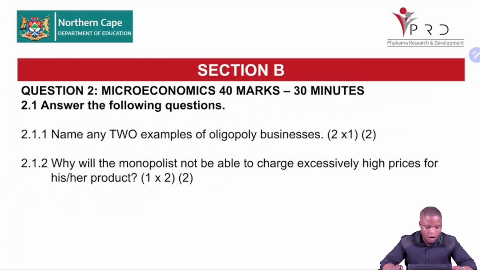Right, 2.1.2, why will the monopolist not be able to charge excessively high prices for his or her product? Remember, a monopolist is the only seller. Why they can't charge very, very high prices? I want you to discuss this one, why monopolists cannot charge high prices. As much as they are price setters, they are price makers, but why can't they charge excessively high prices? Let's discuss this for 2 minutes.